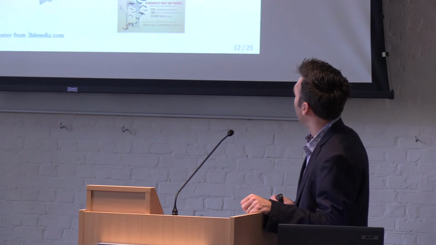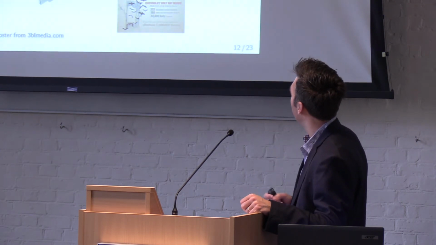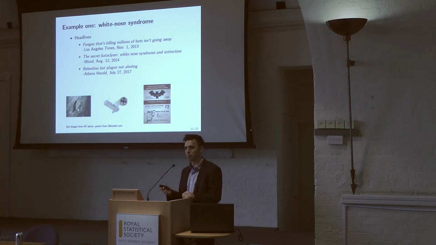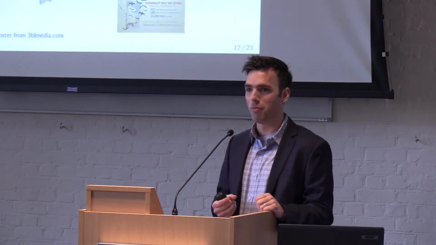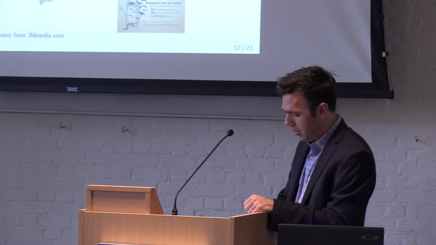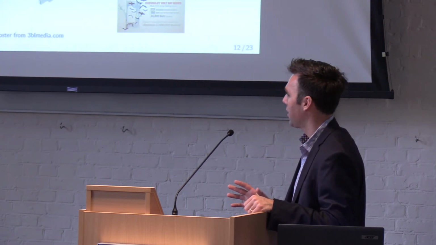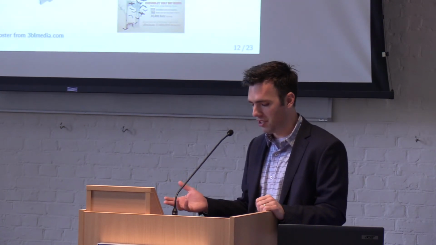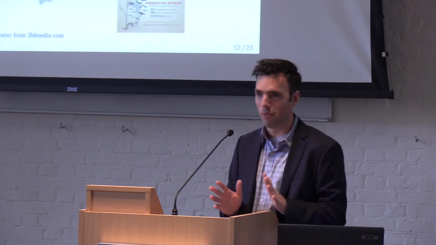So here are some headlines. Fungus that's killing bats isn't going away. This one I put up here just because I really like the term bataclysm. So the secret bataclysm, white nose syndrome and extinction, relentless bat plague not abating. And if you go to Google News and search for white nose syndrome bats, you'll see a bunch of headlines from this week about how it's still killing millions of bats. And so it's really having a big impact on agriculture and on ecological stability. And for some of these species it's 90% fatal and they're endangered, so there's a lot of concern about what will happen.